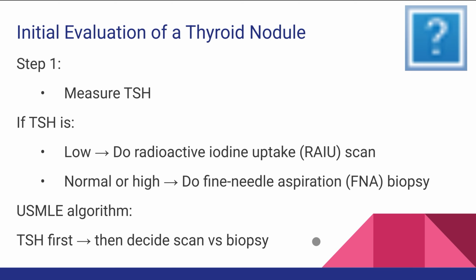Now let's discuss the initial evaluation of a thyroid nodule. Check TSH first. If it's low, we do a scan. If normal or high, we do an FNA. So whenever we see a case of a thyroid nodule, the first thing is that we have to measure the TSH. If TSH is low, then we do a radioactive iodine uptake scan. If it is normal or high, we need to do a fine needle aspiration biopsy.